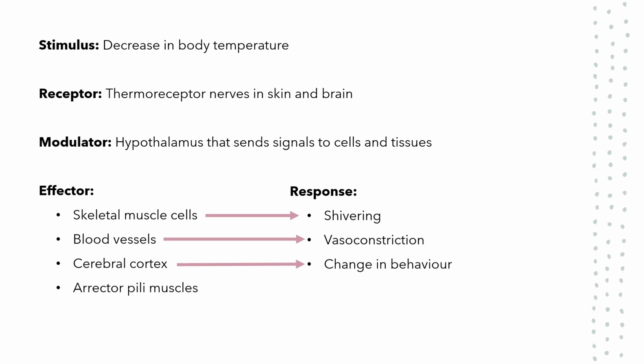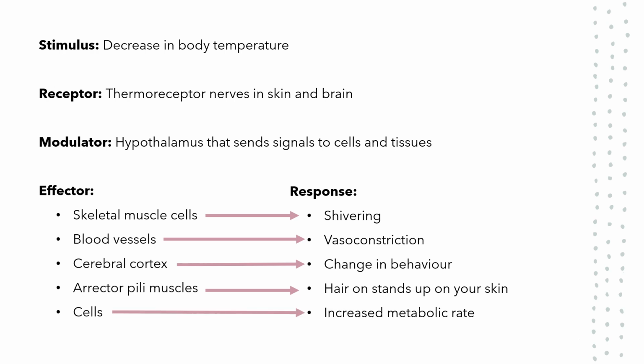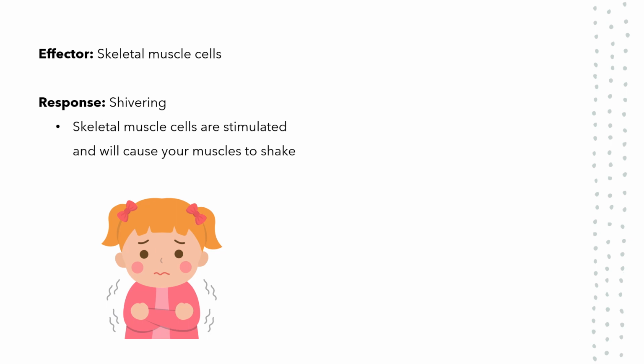Another effector is the erector pili muscles. This is going to allow your hair to stand up on your skin, and it's going to trap a layer of heat between your hair and your skin, keeping you a little bit warmer. And again, your cells, you're going to increase your metabolic rate. You're going to increase the amount of energy you're producing and increase the amount of heat your body is producing. Again, there are a few different examples here of the effectors and the responses, and specifically how these responses increase your body temperature. So I'd remember one or two of these.